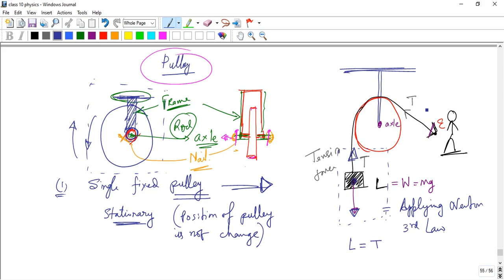If I apply Newton's third law here, effort is also a force. Effort is one type of force that goes in that direction, and tension acts in the opposite direction. Tension is also one type of force. One string or one rope means one tension. What is tension? The force applied on a string is called tension force. So here tension is also a force, and we apply Newton's third law. Here we get tension equal to effort.